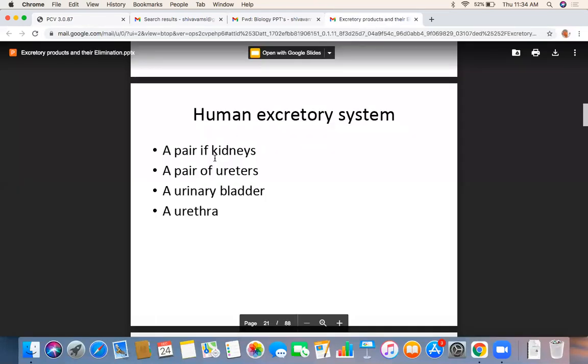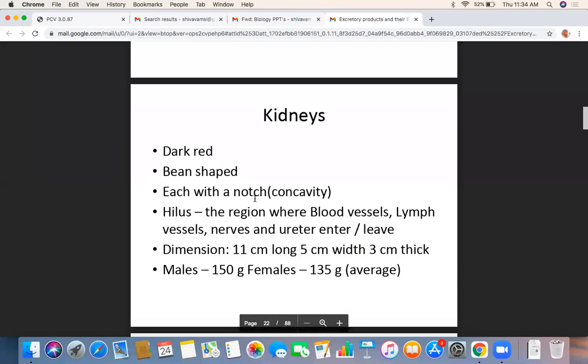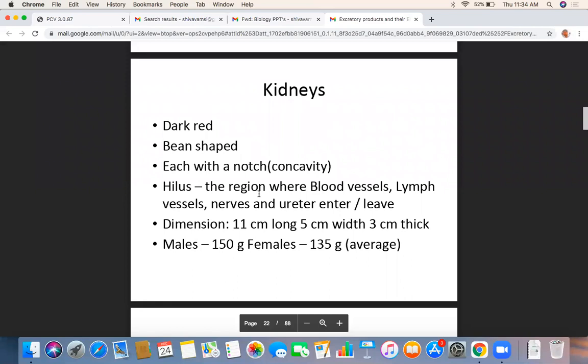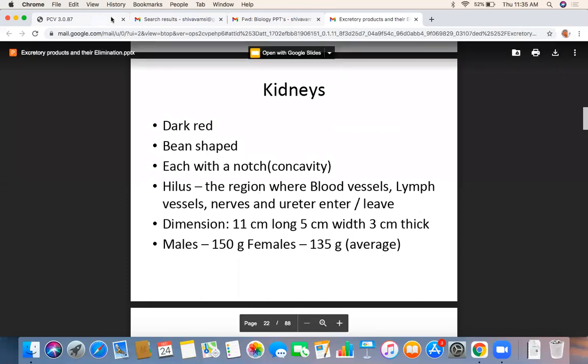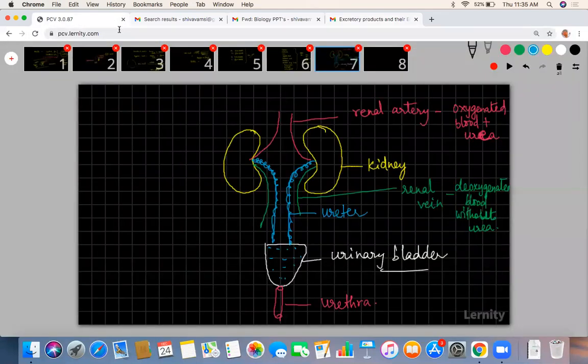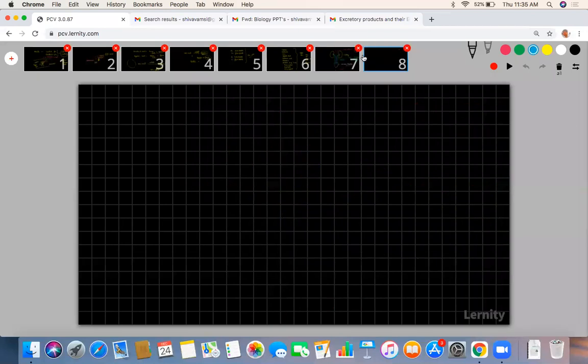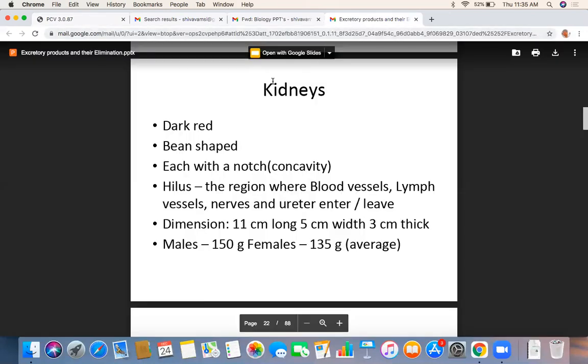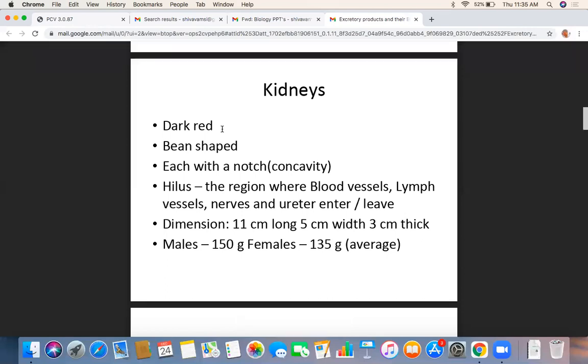So now moving on. So this is what I told you. What are the things which it will have? I have explained it. So now we are going to study about kidney. Kidney is dark red in color. Okay. What is the shape of this kidney? It is bean shaped. Renal vein will be going directly from there. It will go to vena cava, and through vena cava it will be connected to the heart.